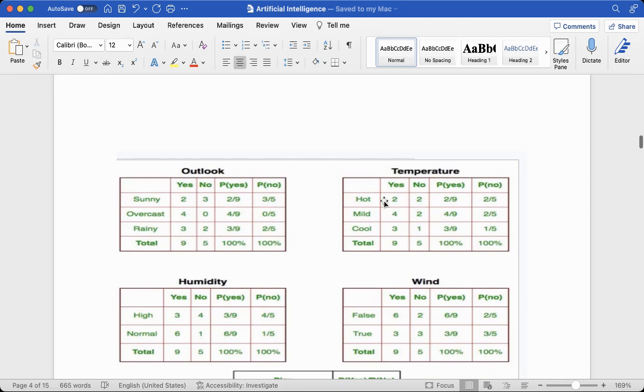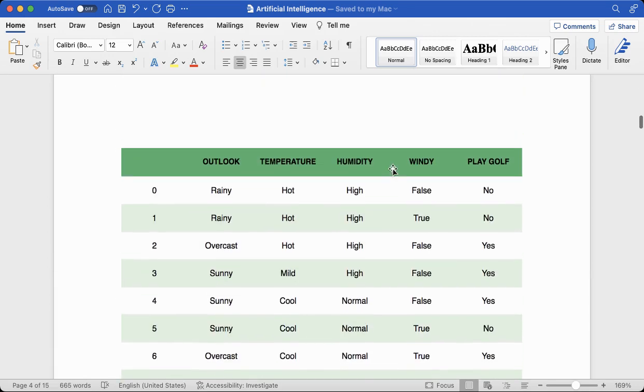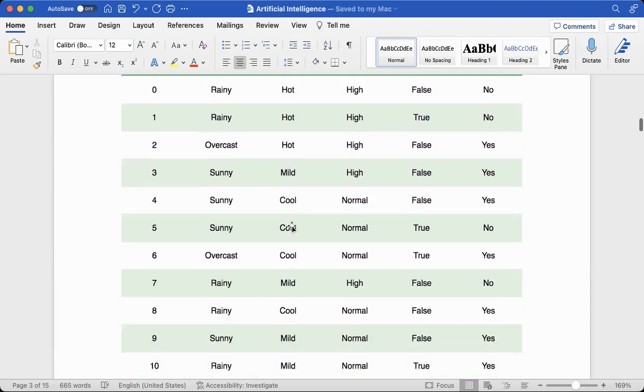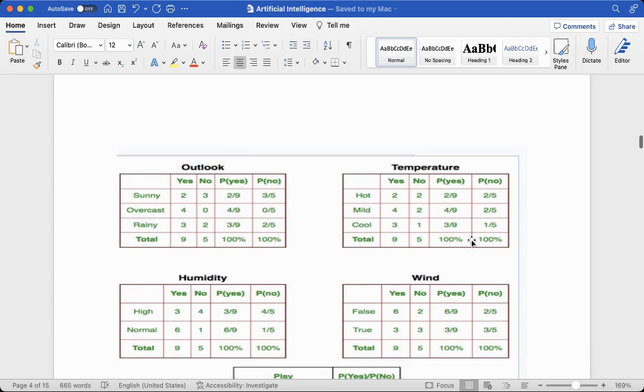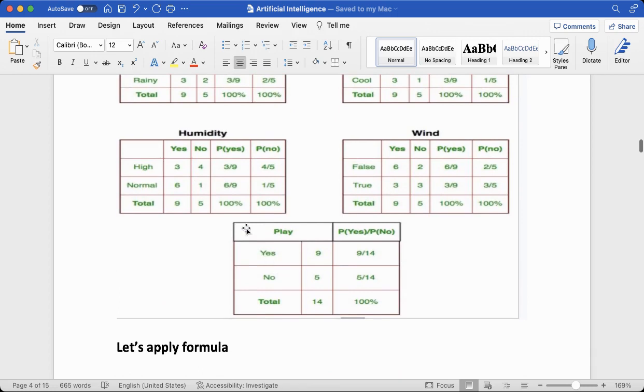And the same for the temperature. If we come to the temperature, how many values we have, all the values in the hot, I have made it here. The total hot is yes and no are 2 yes 2 no, so 2 by 9 and 2 by 5, and the mild also has the 4 and 2 and all that. So it always comes like this. And in the case of humidity, it seems like the normal and high, the 3 and 4. So 3 divided by 9 and 4 divided by 5.